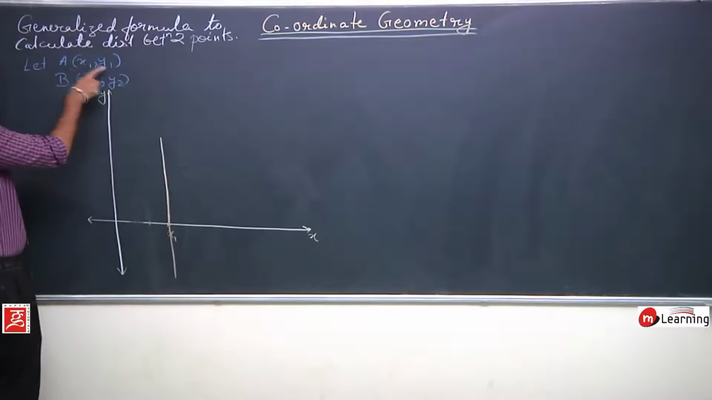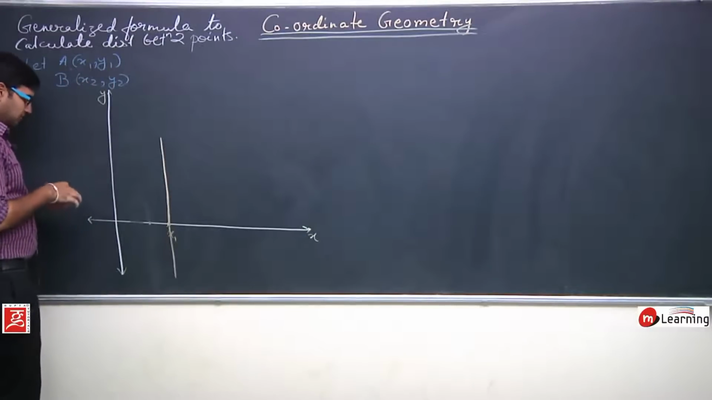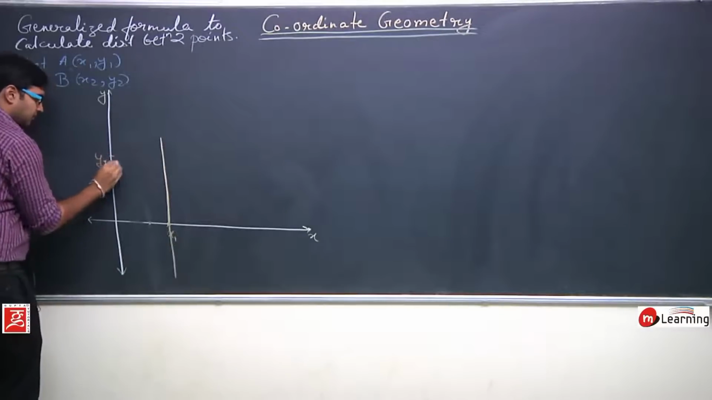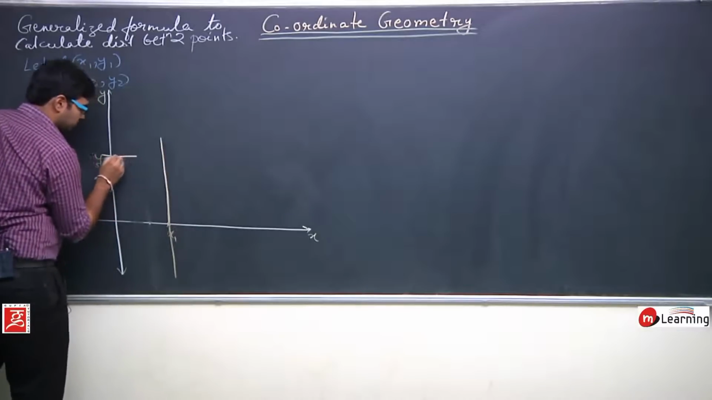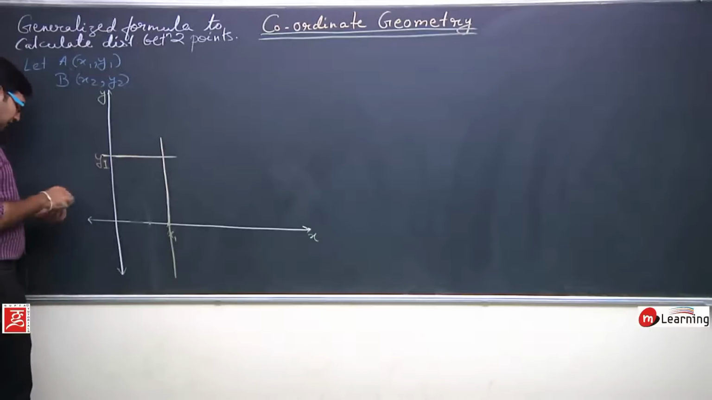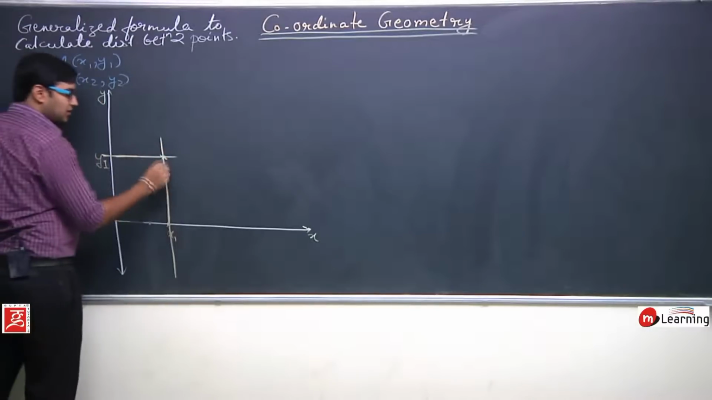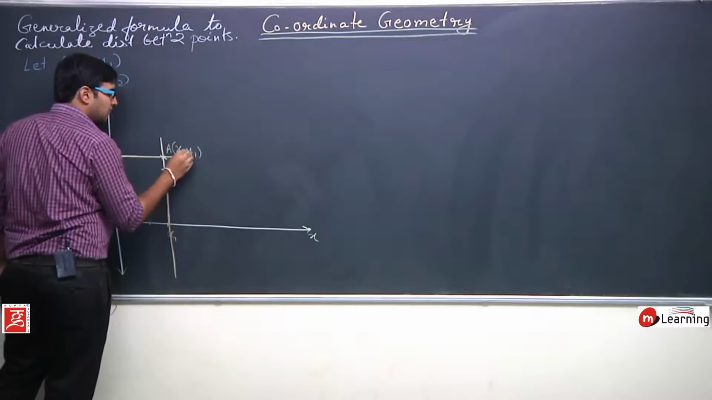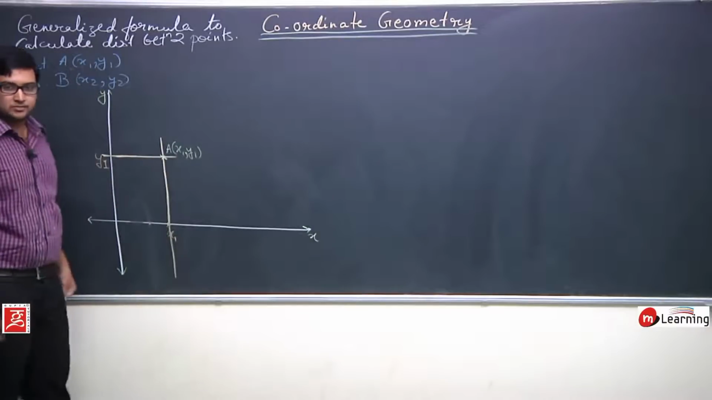Then second, the y coordinate of A is y1, so I will determine the y point. Let us say this is y1, and I am going to draw a perpendicular at this point also. The point where both these perpendiculars intersect is the location of A, x1 comma y1.